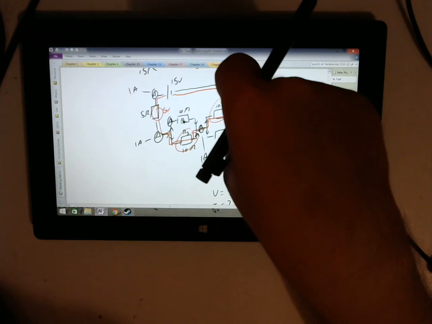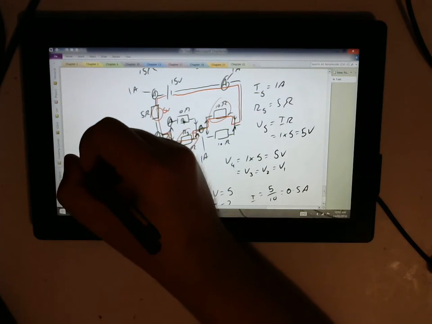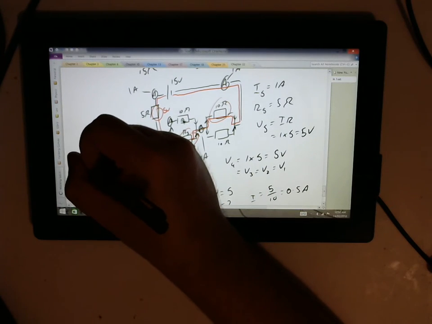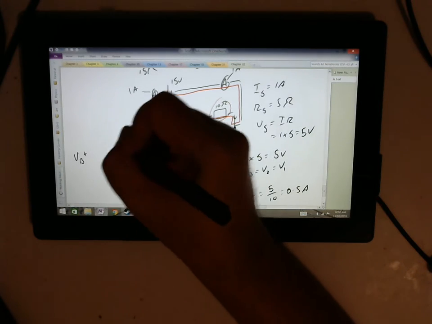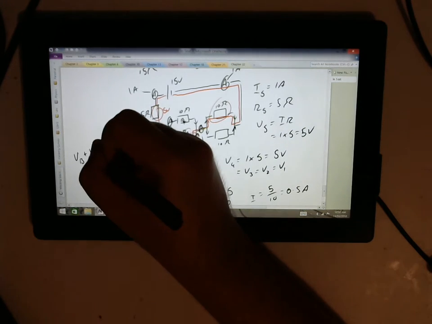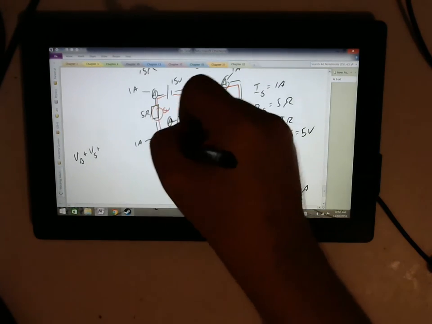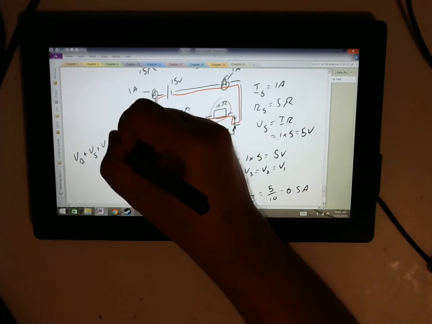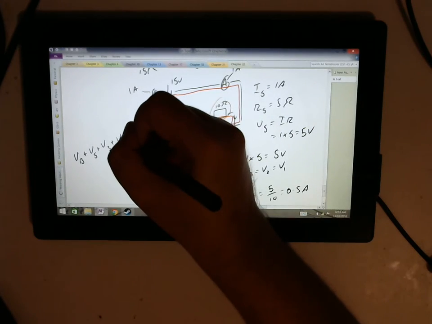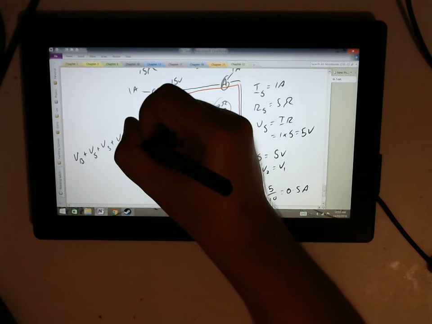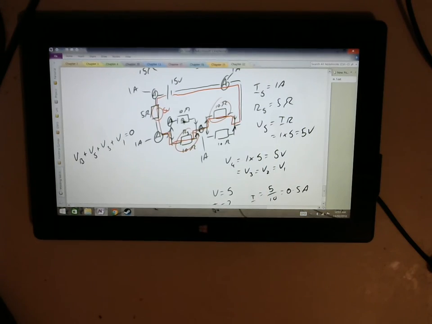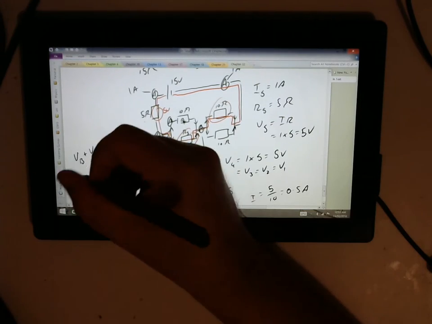pathway for going around the whole thing. That the voltage from the battery plus the voltage from resistor 5 plus, say, the voltage from resistor 3 plus the voltage from resistor, let's say, 1 must equal to 0. And then we use our Ohm's law to work that out.